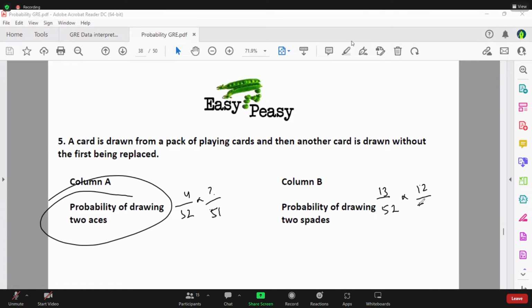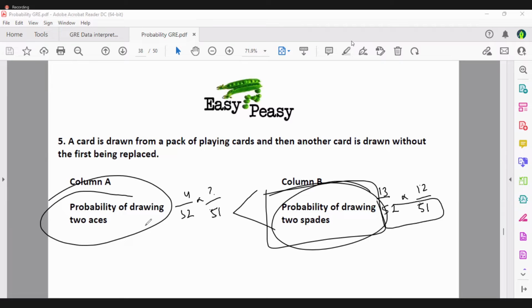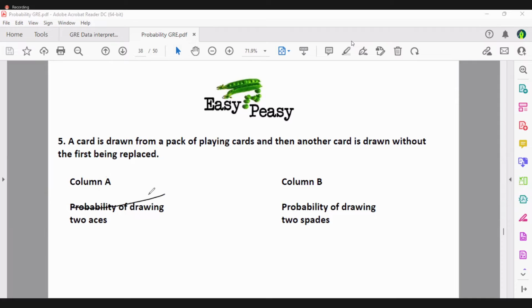So you do not even have to calculate. The thing is, you know that the spades will be greater, so this is automatically greater. See, here the denominator is the same, here the denominator is the same. So 4 times 3 is 12, 13 times 12 would be 156. So obviously quantity B is greater. Since spades are more, obviously the probability of the card being a spade is going to be more.